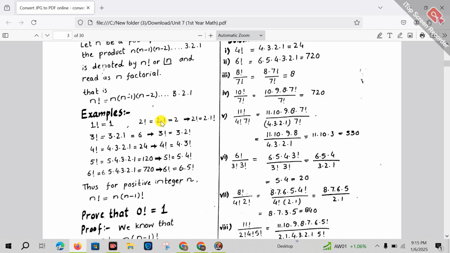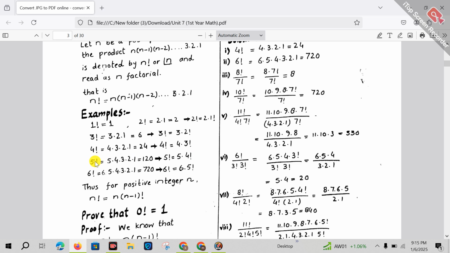Next, in the similar fashion, we can write 3 factorial is equal to 3, 2, 1, and the last two digits can be written as 2 factorial. So 3 factorial is equal to 3 dot 2 factorial. Next is the concept of 4 factorial. 4 factorial is equal to 4, 3, 2, and 1, which is equal to 24. So 4 factorial is equal to 4 dot 3 factorial. So this is the concept of factorial in terms of factorial.